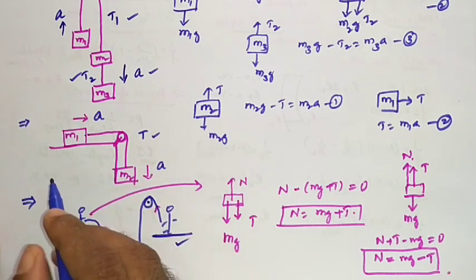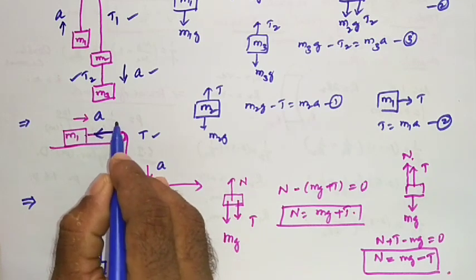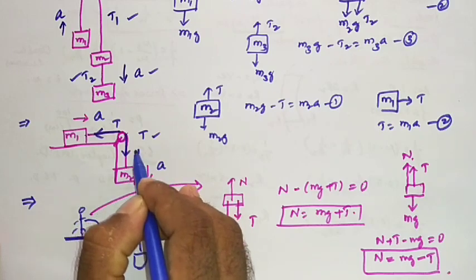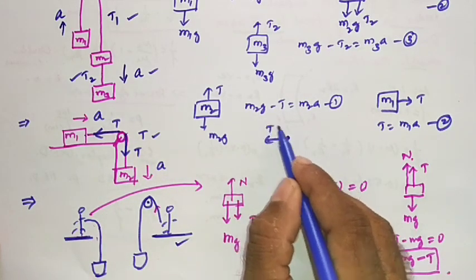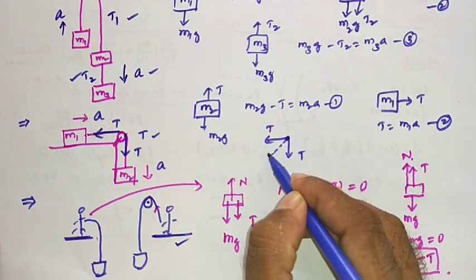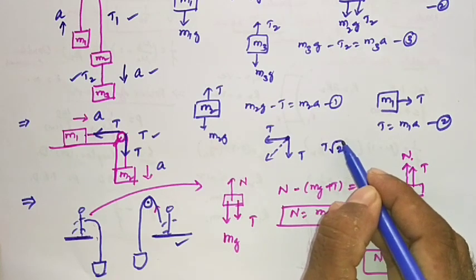Next, in this question, sometimes they may ask, what is the net force acting on the pulley? In this diagram, observe carefully, tension is acting this side. Coming to the pulley, another tension is acting this side. This is one force, this is another force. What is the resultant force? The resultant force will be in this direction. How much will that be? That is T root 2.